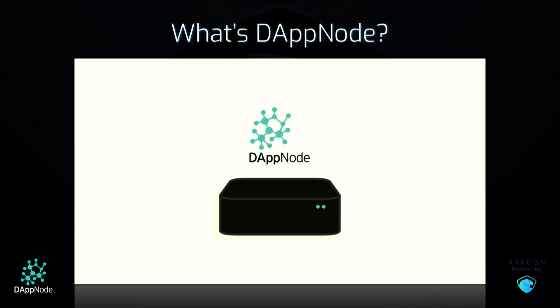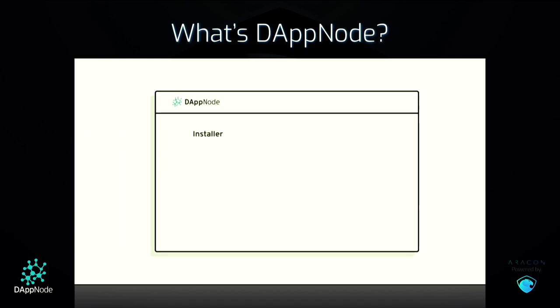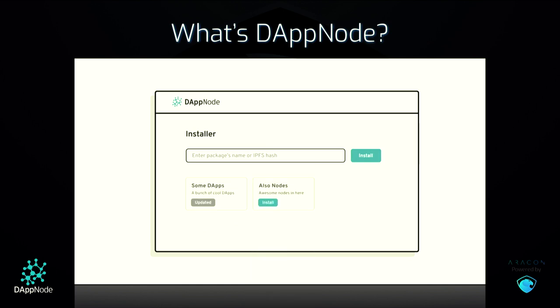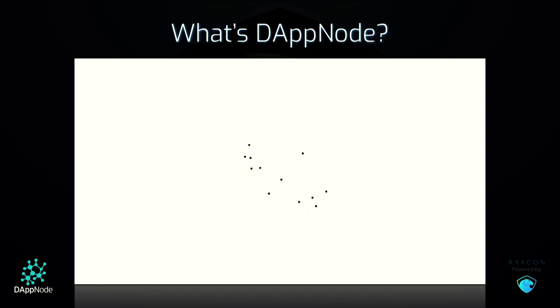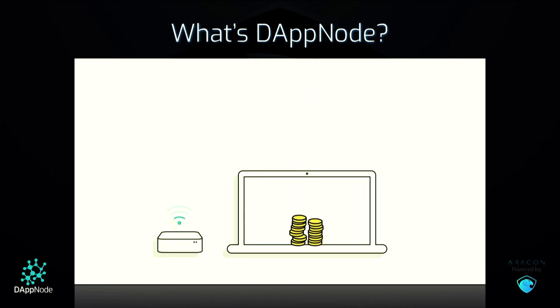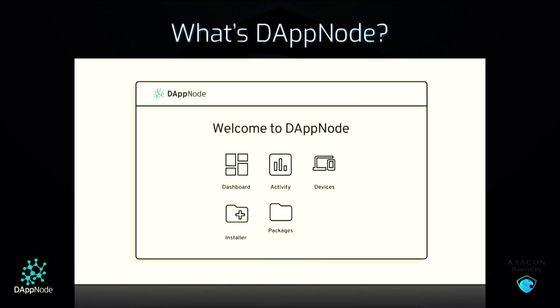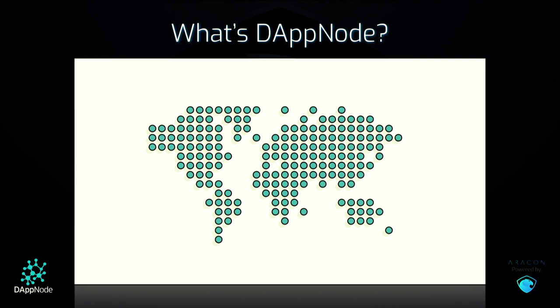DAppNode on your machine, which gives you access to all the services you need. And with a few clicks, you can deploy a secure and private version of your favorite dApps and nodes. DAppNode connects its users to a real P2P economy where they can receive incentives and rewards for sharing resources or maintaining nodes, thus encouraging mass adoption of decentralized technologies.